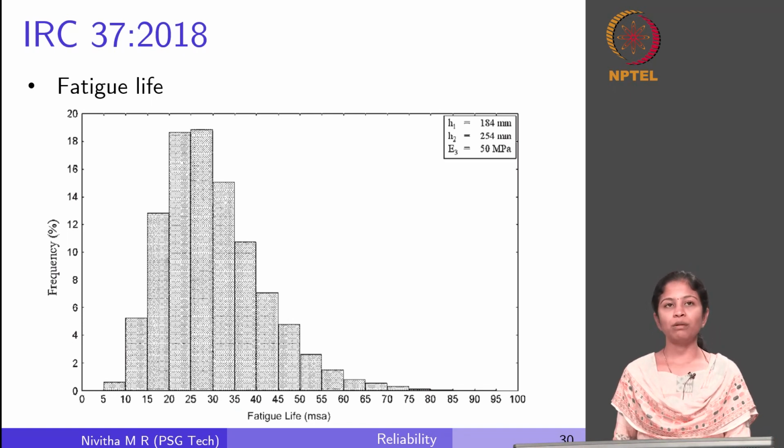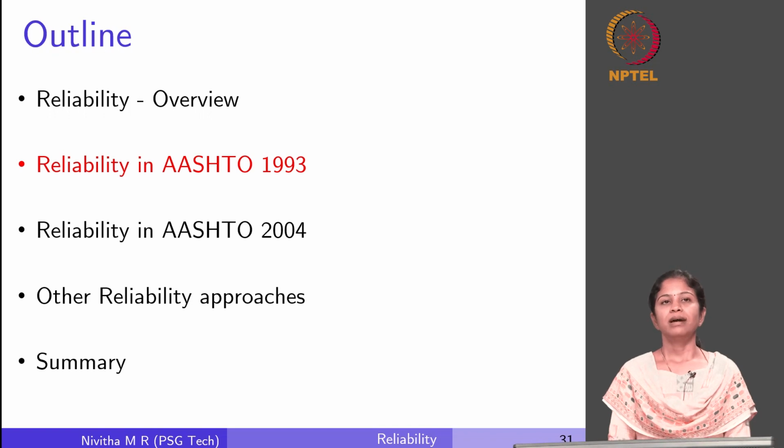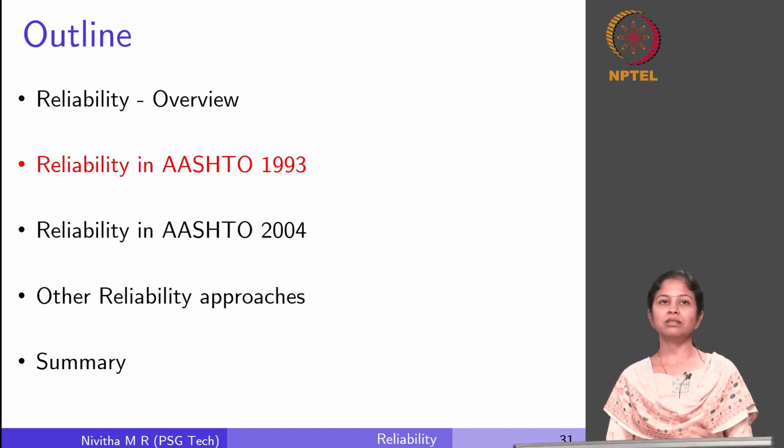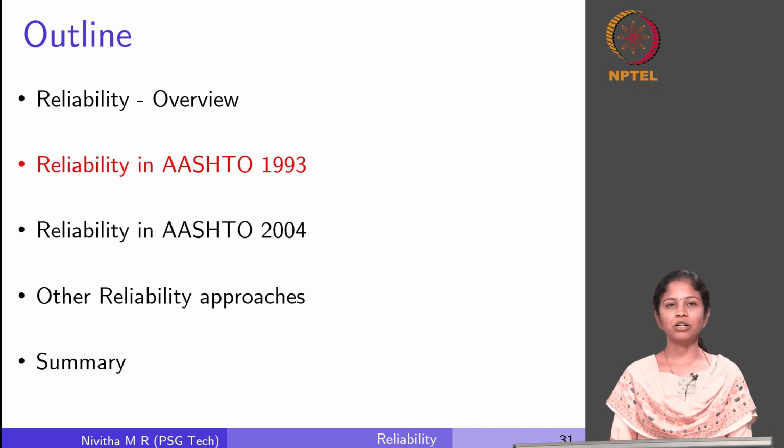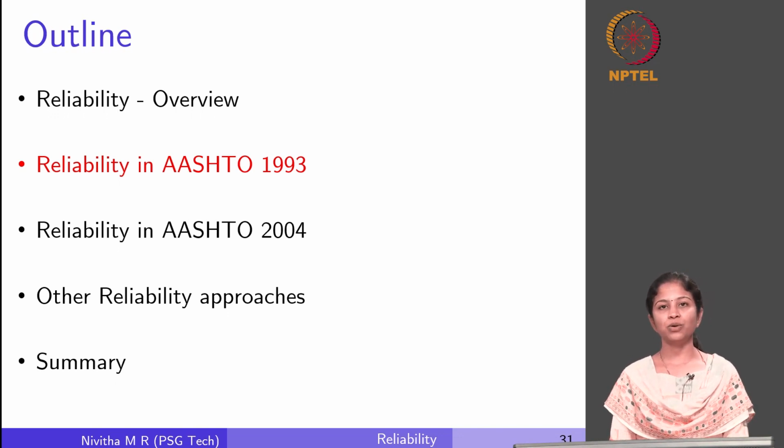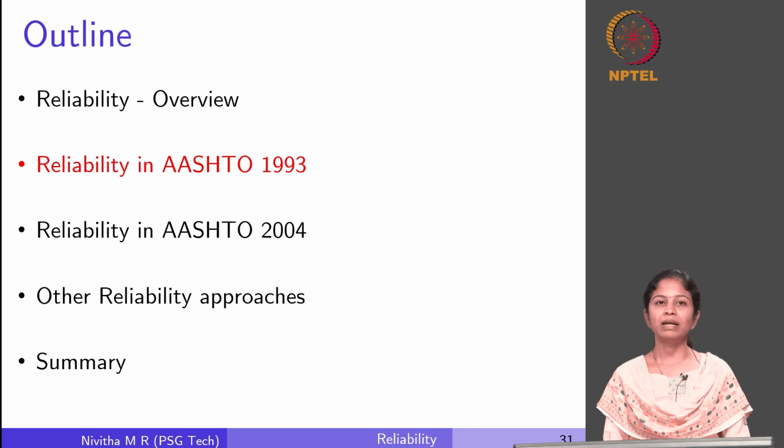So, this is an overview about reliability, the factors contributing to reliability in pavement design and their consideration in IRC 37. So, I will stop this lecture here. In the next lecture, we will talk about reliability in the AASHTO 1993 design procedure in specific.